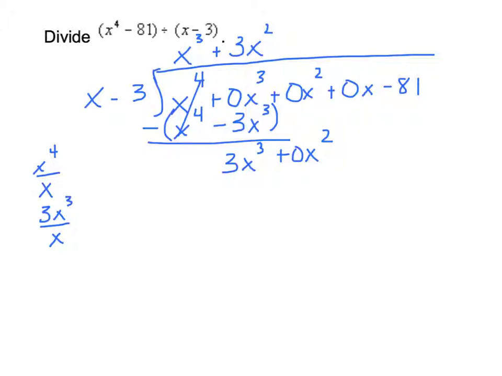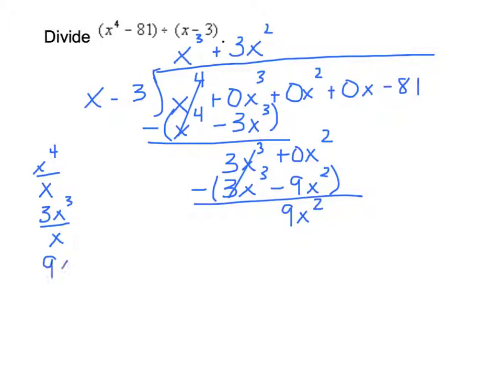3x squared times x is 3x cubed. 3x squared times minus 3 is minus 9x squared. Put the parentheses, subtract, cancels. Minus a minus 9x squared is 9x squared. All right, 9x squared divided by x, leaving me 9x. So plus 9x. Multiply through. Oh, forgot to bring down my 0x.